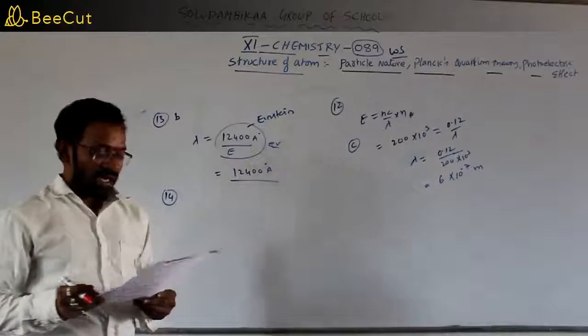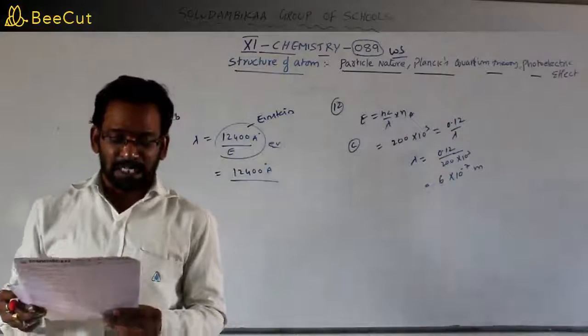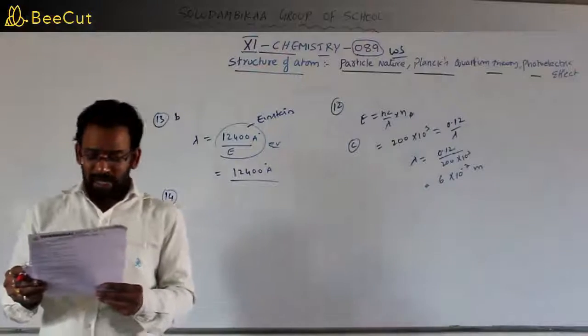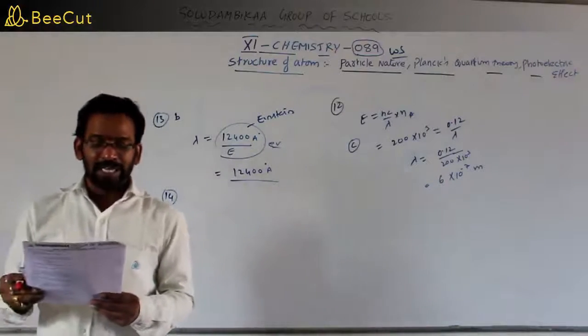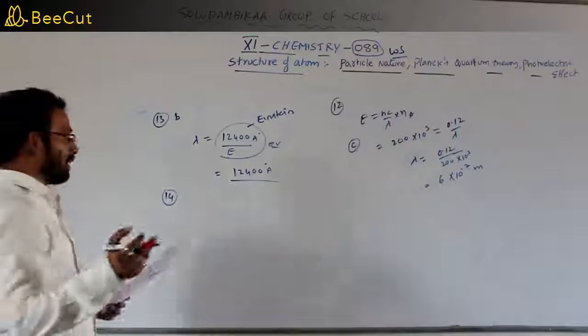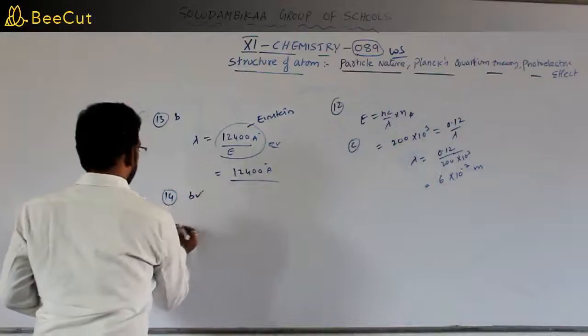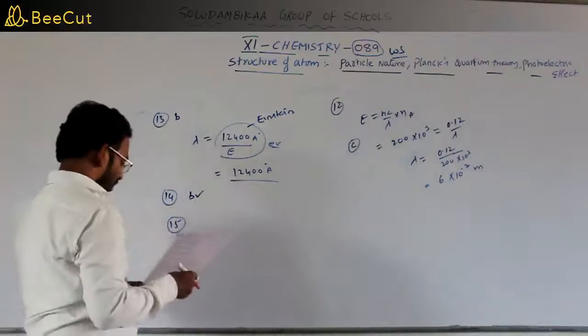Next, question number 14. In the emission of photoelectrons, the number of photoelectrons emitted per unit time depends on the intensity of incident radiation. This is a theory-based question only. Option B is correct.